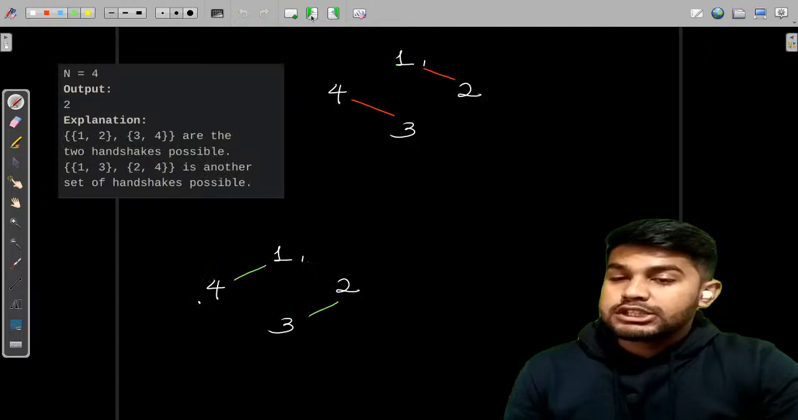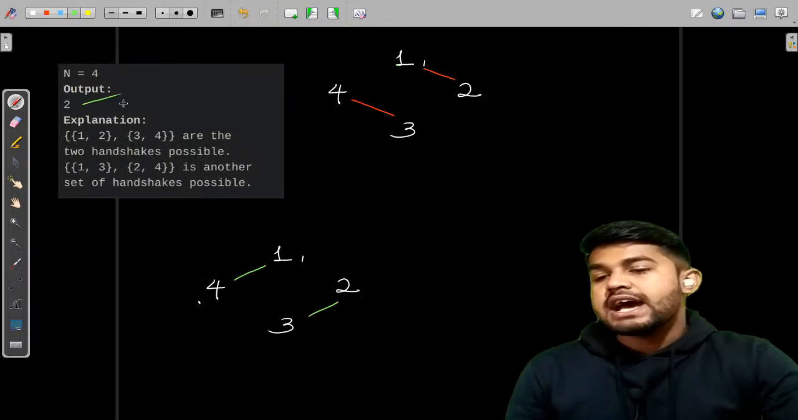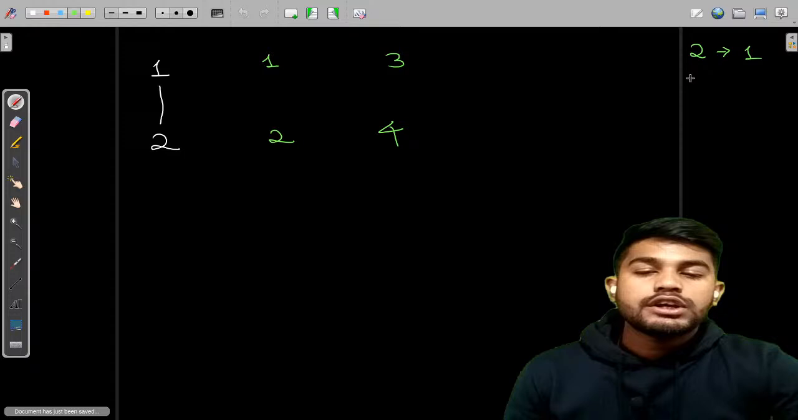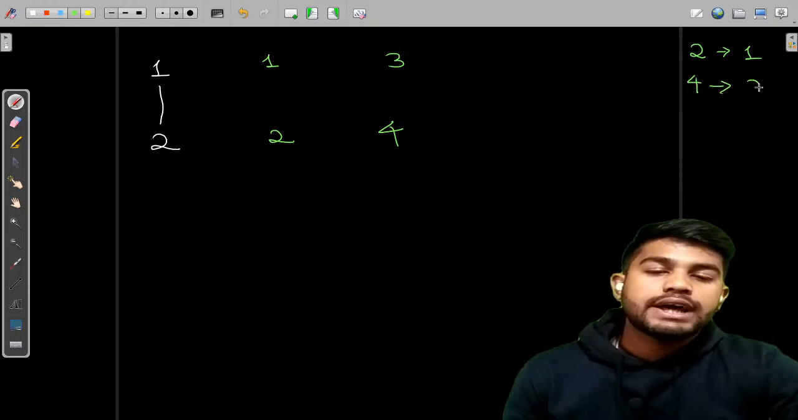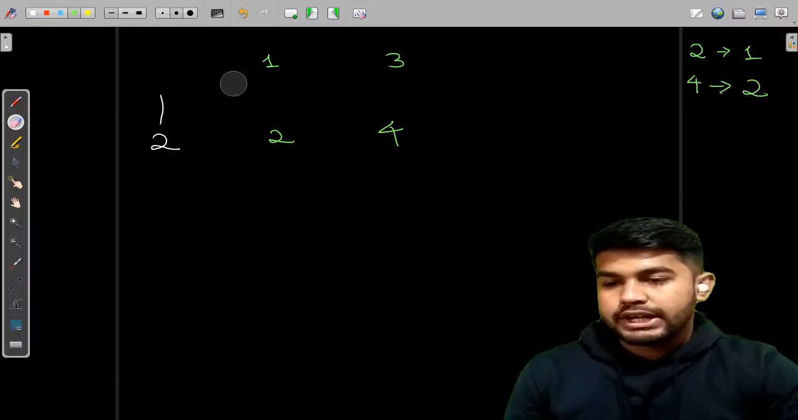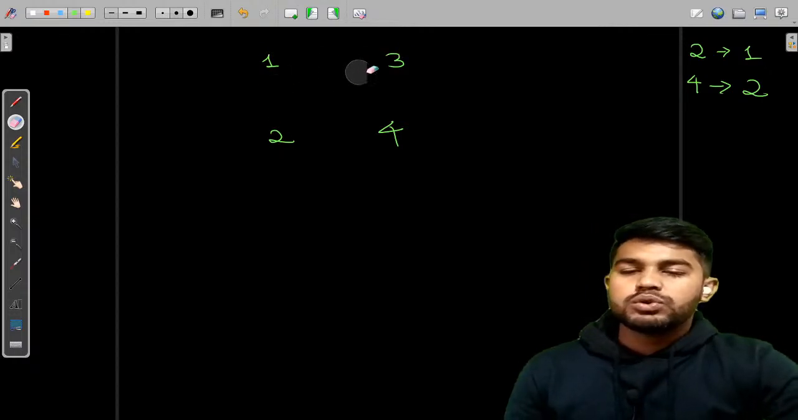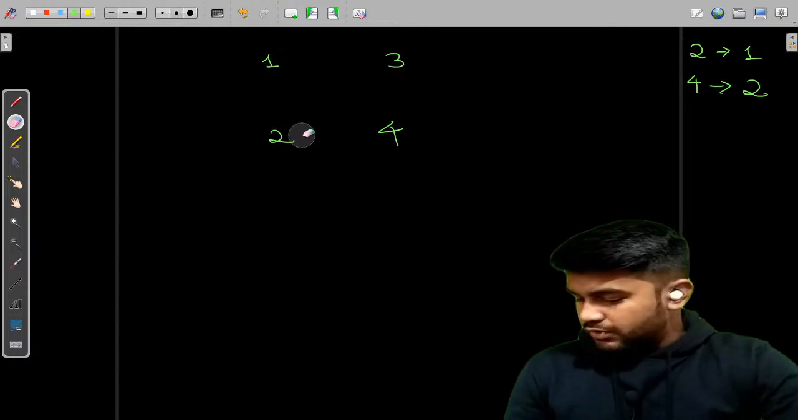For test case 4, we have already seen that the answer is 2. Okay, so for test case 4, the answer is 2. We already know that, and we have seen that, right? 1 and 2, 3 and 4, and then 1 and 3, 2 and 4.